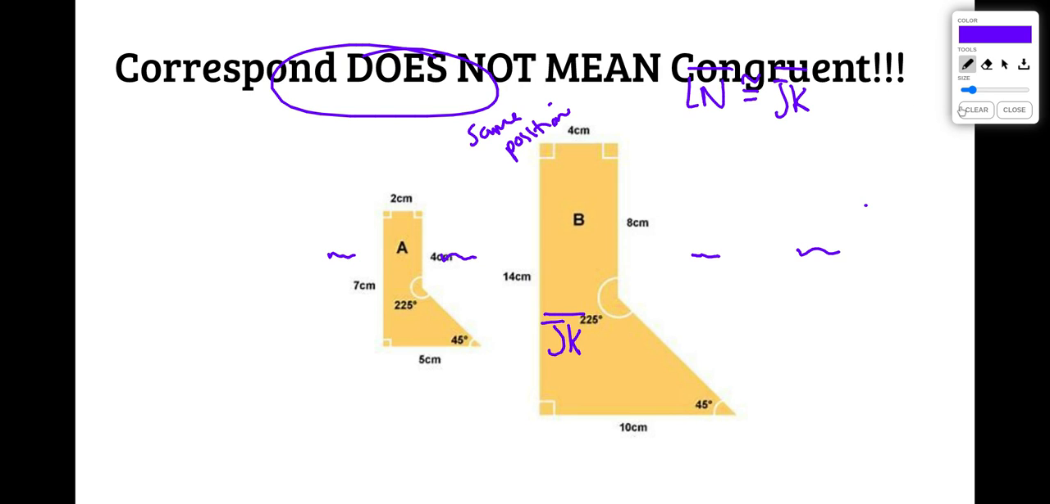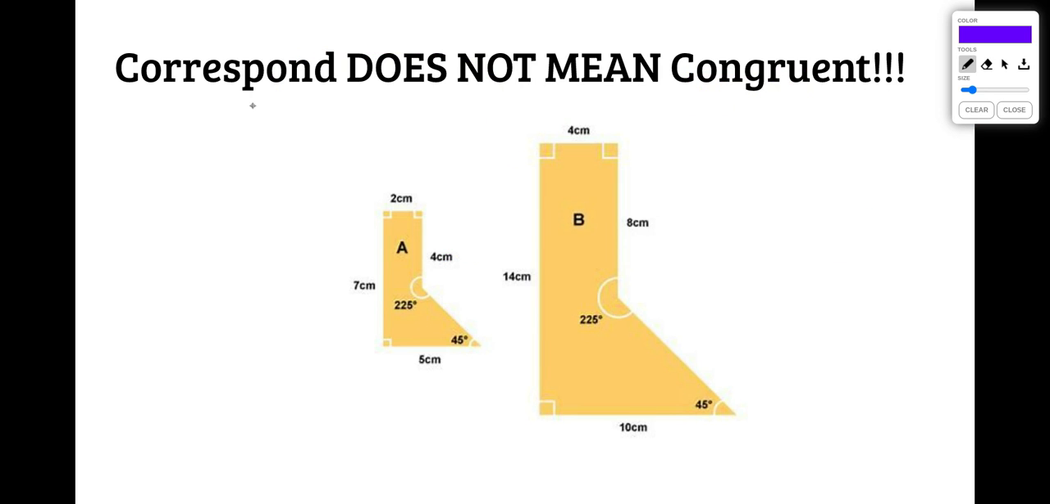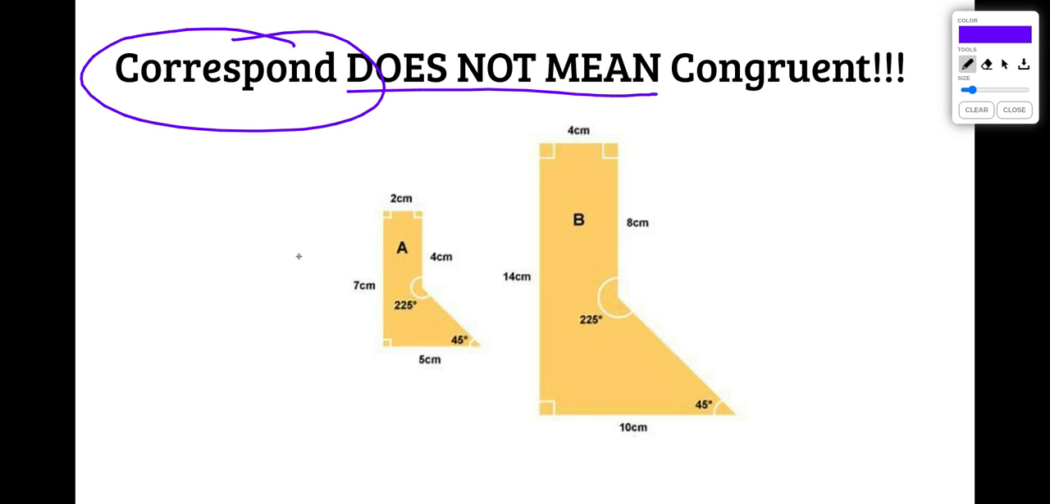Yeah, let's do a few more. I do want to make a note, even though I was able to say it there because I was given a triangle congruent statement, just because two things correspond does not mean that they are congruent, right? So this side right here, this 2 corresponds with this 4. It's in the same spot.